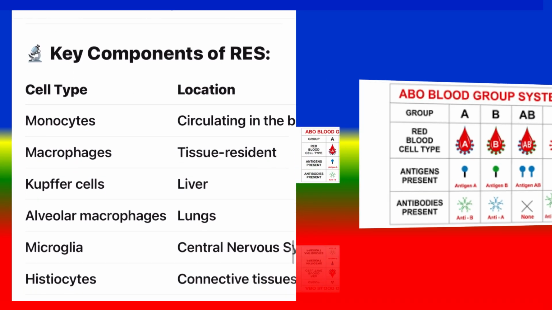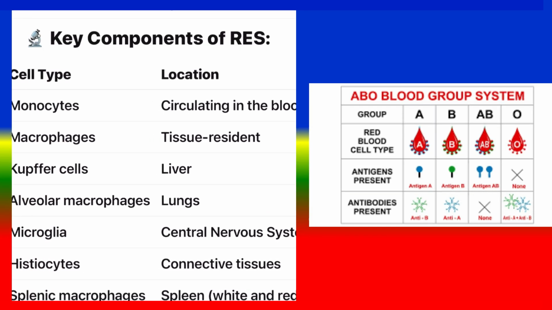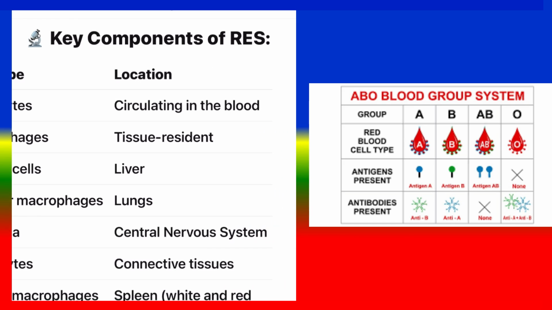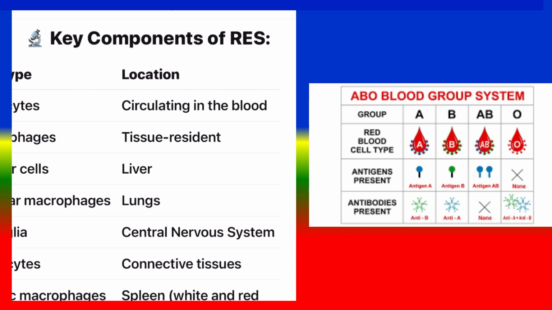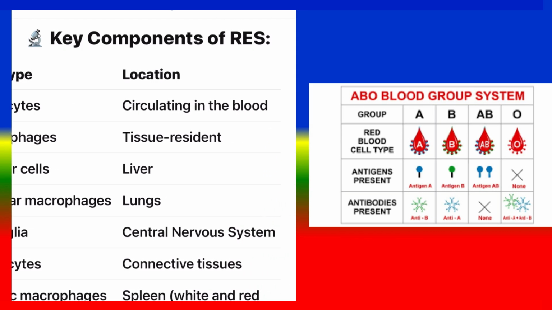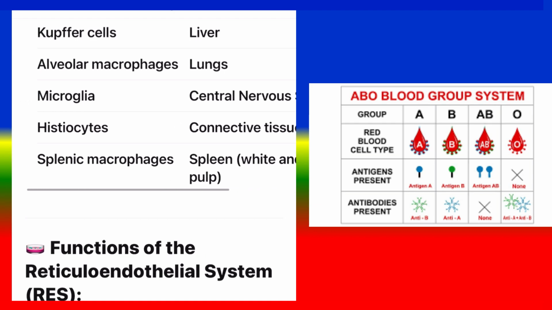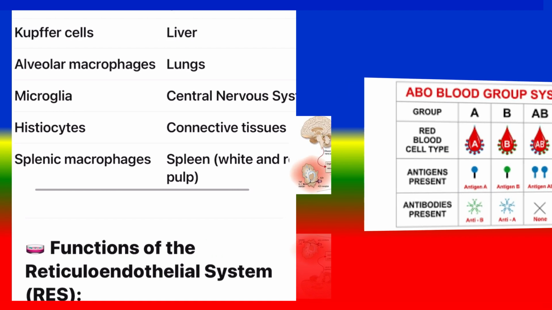Key components of RES: cell type and location. Histiocytes: connective tissues. Monocytes: circulating in the blood. Macrophages: tissue resident. Kupffer cells: liver. Alveolar macrophages: lungs. Microglia: central nervous system. Splenic macrophages: spleen, white and red pulp.